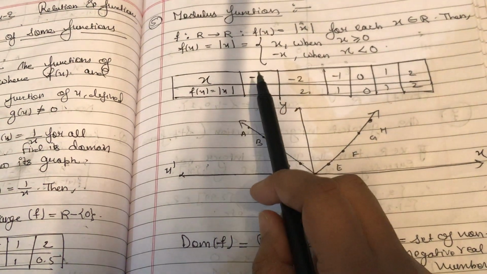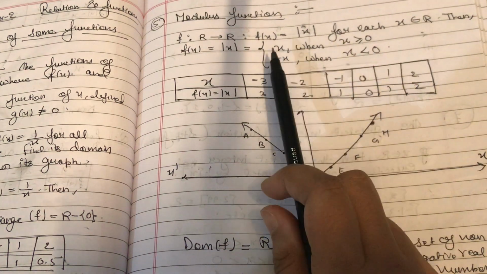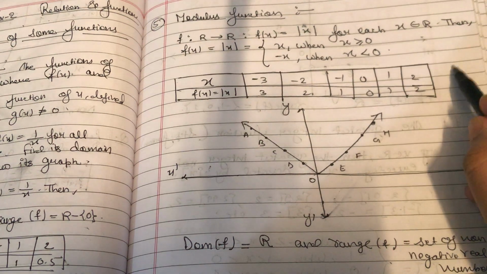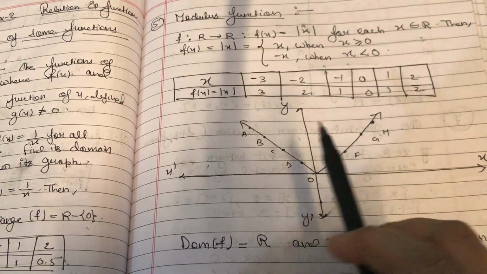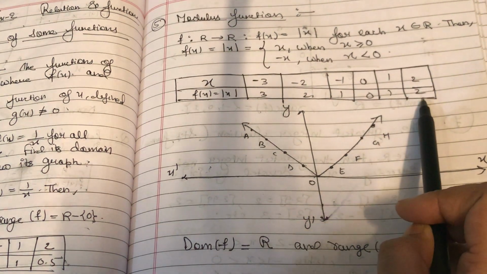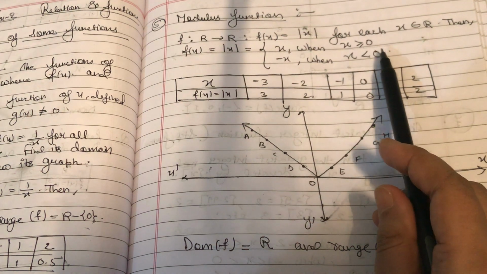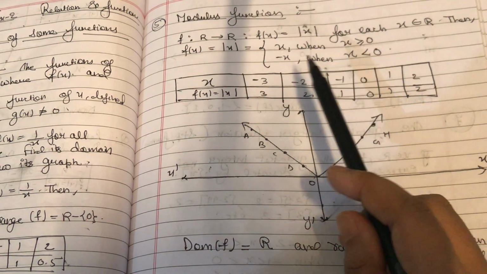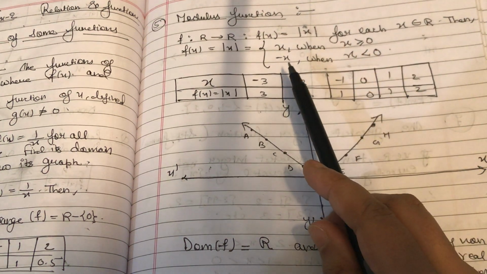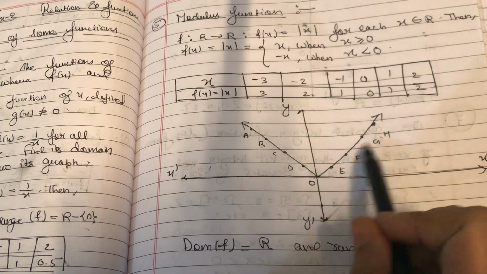As you can see, here I have plotted for all values of x greater than 0, I'm going to get the value x, right? So y equals mod x. If I take y equals 1, I'm going to get 1. If I take y equals 2, I'm going to get 2. Also, for x lesser than 0, I'm going to get minus x, isn't it? So these are the values of mod.